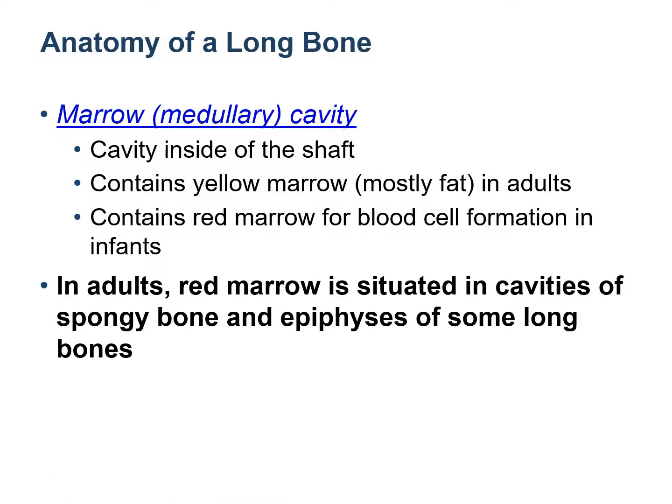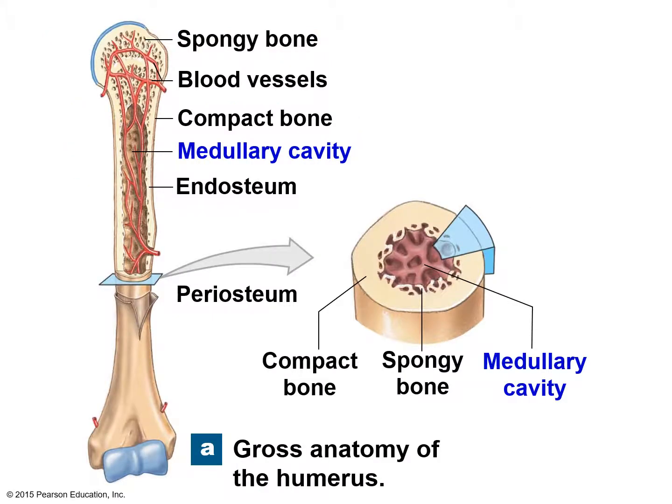In the center of the long bone, you would see a hollow cavity which is known as the marrow or the medullary cavity. This medullary cavity houses the bone marrow. You would usually see the yellow bone marrow in adults, and this yellow bone marrow is mostly fat, while you would see the red bone marrow in infants only, and the red bone marrow is the site of blood cell formation. So that means in adults, where do you see the red bone marrow? You would see it in the cavities of the spongy bone. The spongy bone is usually present in the epiphysis. That means the ends of the long bones. This figure shows the gross anatomy of the humerus, which is a long bone.